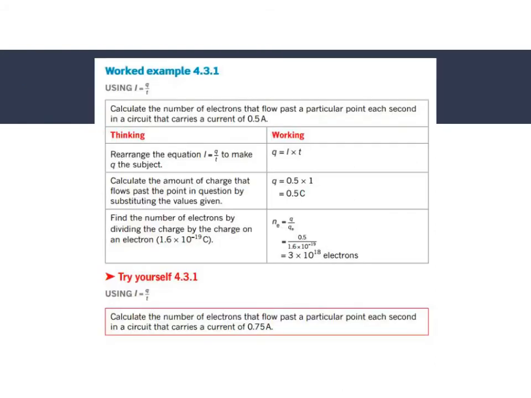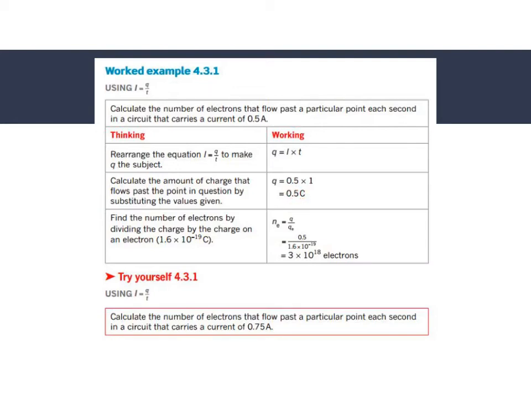different currents. Here's a worked example where we have to do just that. So using the formula I equals Q over T, calculate the number of electrons that flow past a particular point each second in a circuit that carries a current of 0.5 amps. So rearranging the formula to work out what the total charge is, because if we work out the total charge, we can work out the total number of electrons. So the current is 0.5 and T is each second. So the total charge flowing through this circuit is 0.5 coulombs.